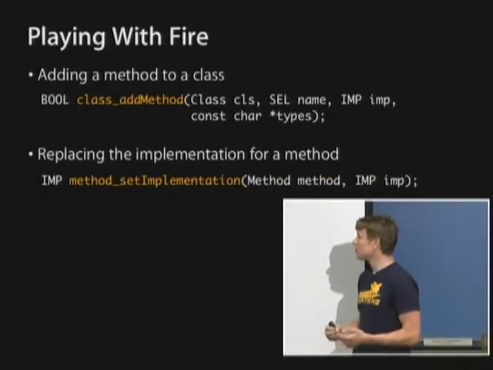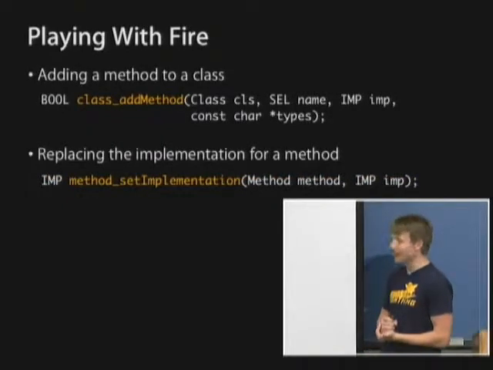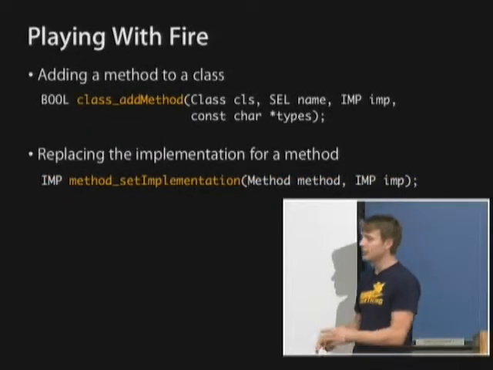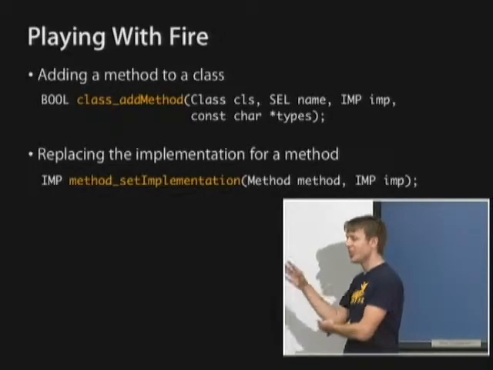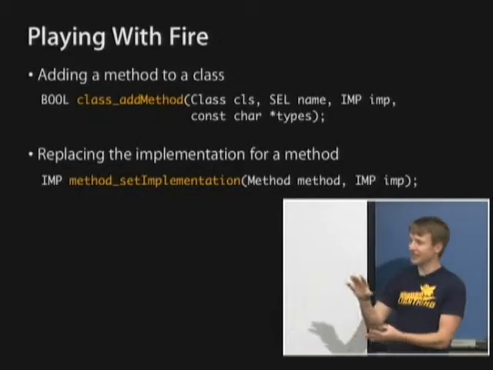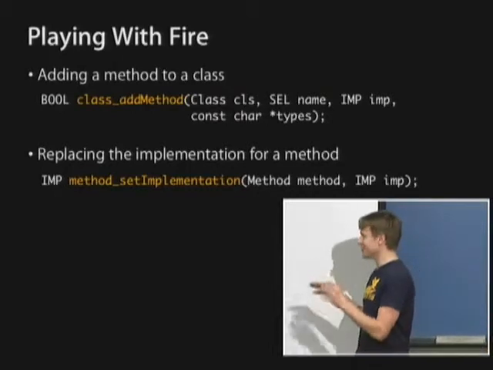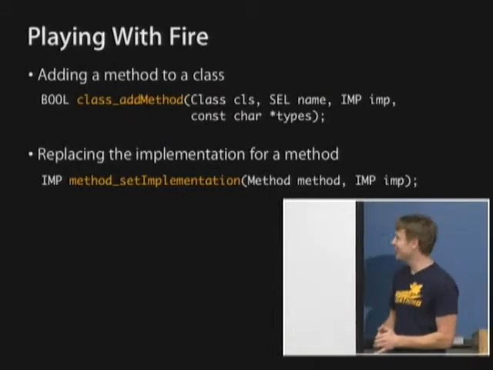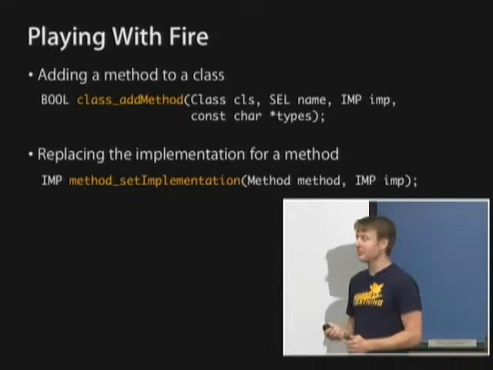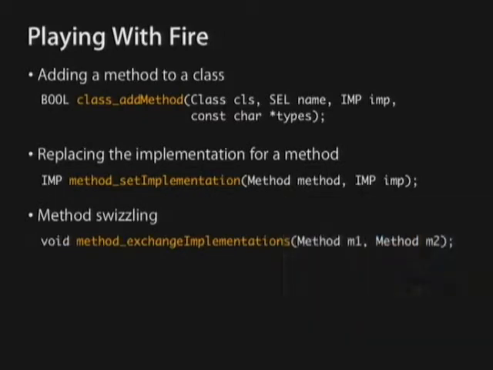You can also replace the implementation of a method. So given some method, I can swap out the actual body of the method. This is where the difference between methods and selectors and messages matters, you've got to know what you're talking about here. And I can even take two methods and swap their implementations. I'll explain, just bear with me here.